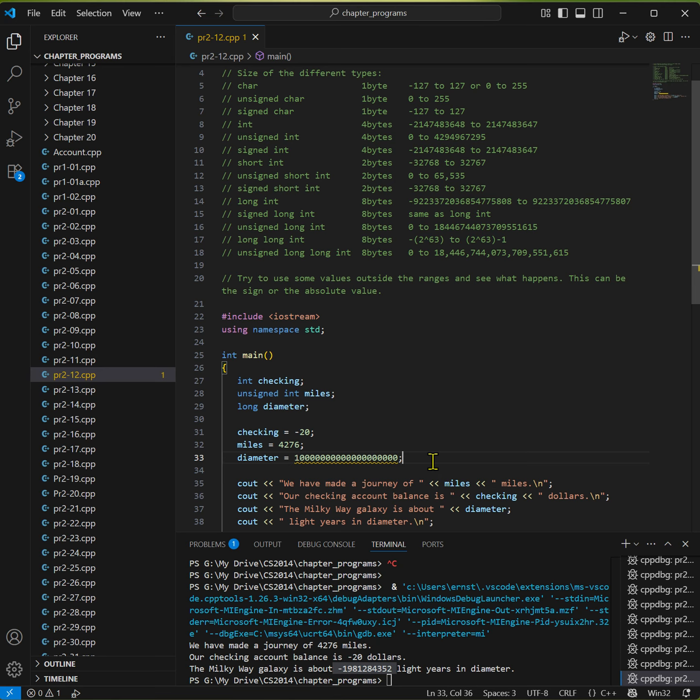Okay, so this just tells you something about the importance of staying within the range and knowing what those ranges are.